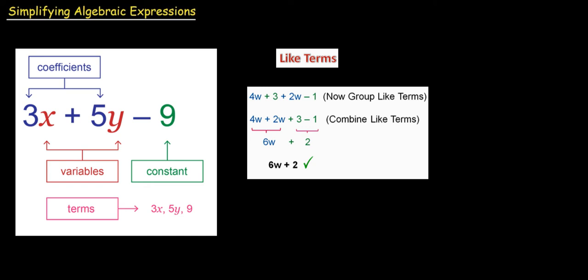This is a video on simplifying algebraic expressions, and I'm going to start off at the very basic level by just going over terminology. This is referred to as an expression because there is no equal sign. If we had something like 3x plus 5y minus 9 is equal to 18, that is referred to as an equation.